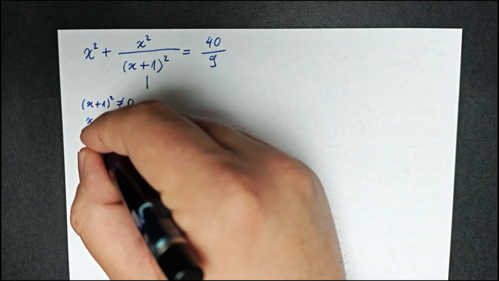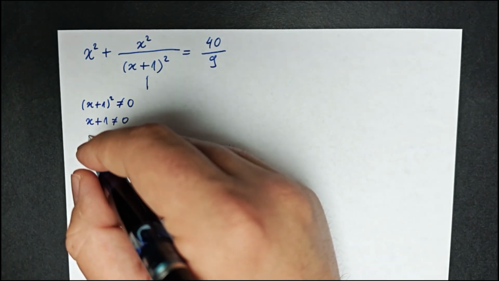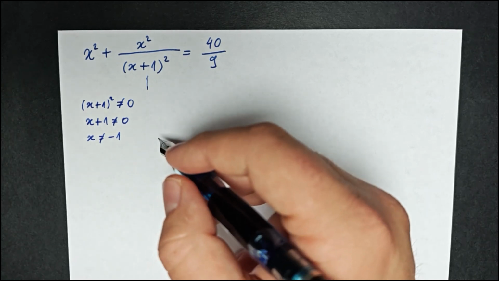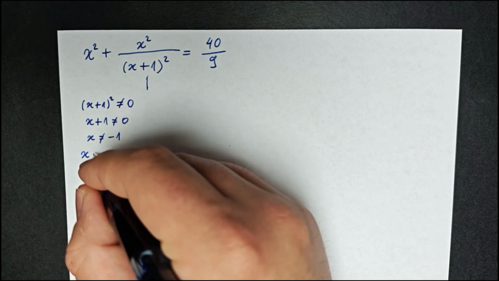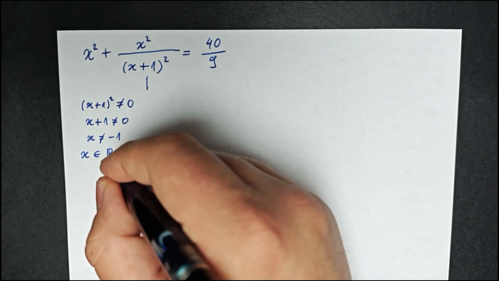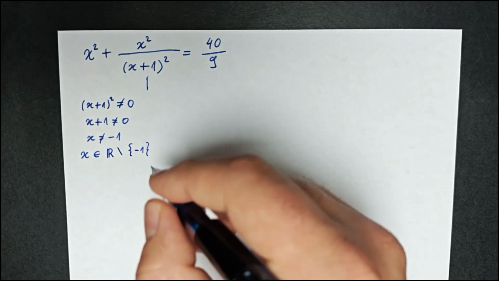That means that x+1 has to be different than 0, and that implies that x has to be different from -1. Therefore, x can be a solution of the given equation only if it is a member of the set R of real numbers without the number -1.